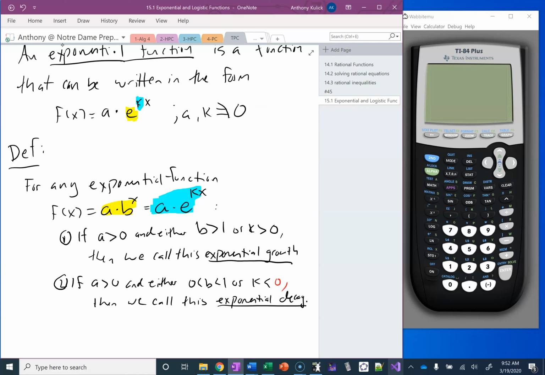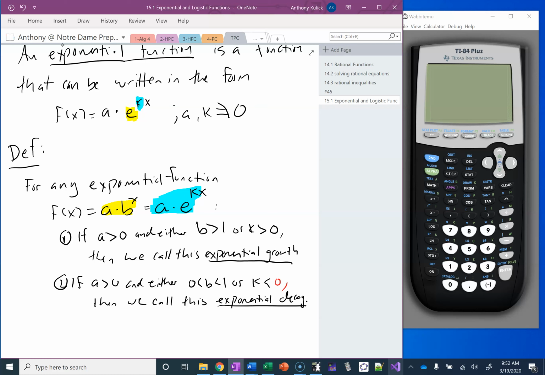Examples of exponential growth: compound interest, like money in the bank, grows exponentially. Like population, when the resources are good, populations tend to grow exponentially. Examples of things that are described by exponential decay: we had the cup of cooling water. That's an example of exponential decay.